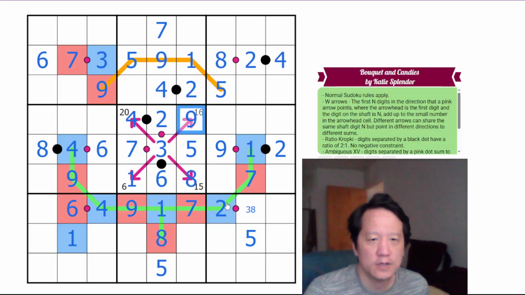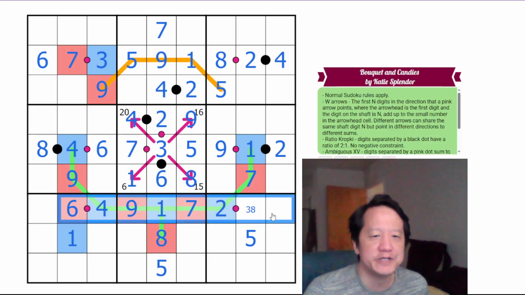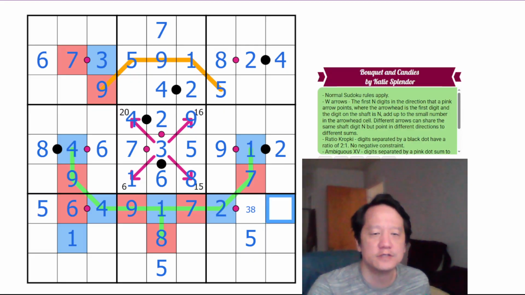Okay. So what are the areas which have the most information? We have row 7 can have the remaining digits of 3, 5, and 8, but 5 cannot be here because of 5 in the box, so 5 has to be here. This is then 3, 8 as a pair.